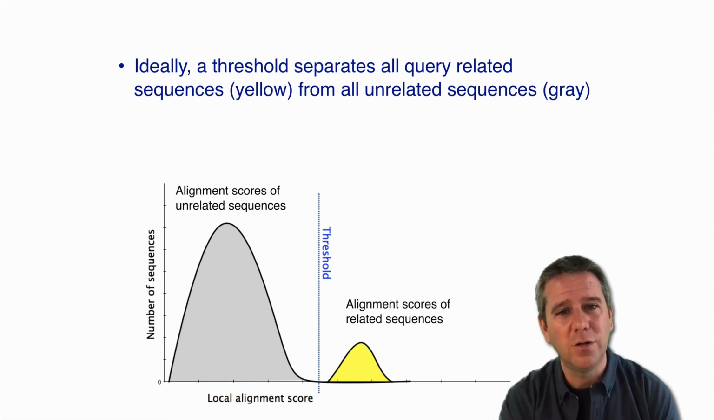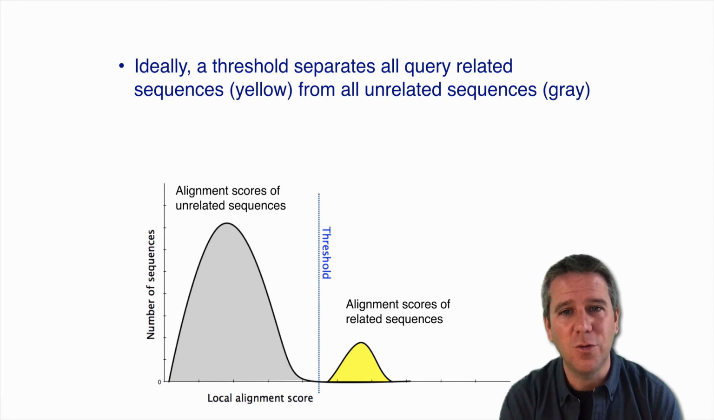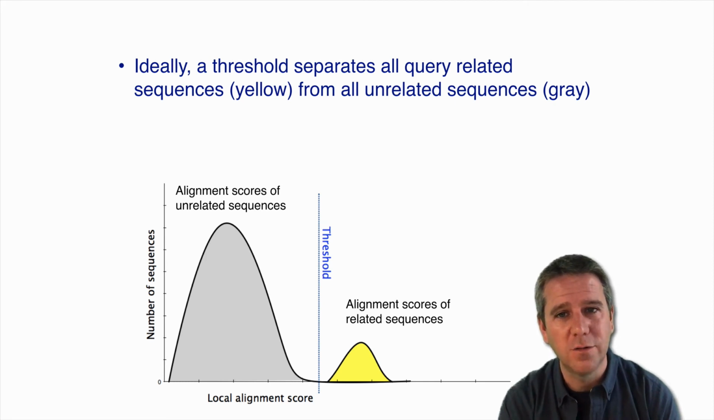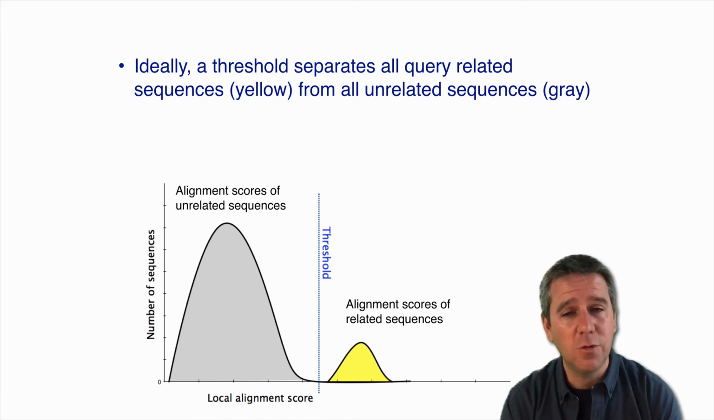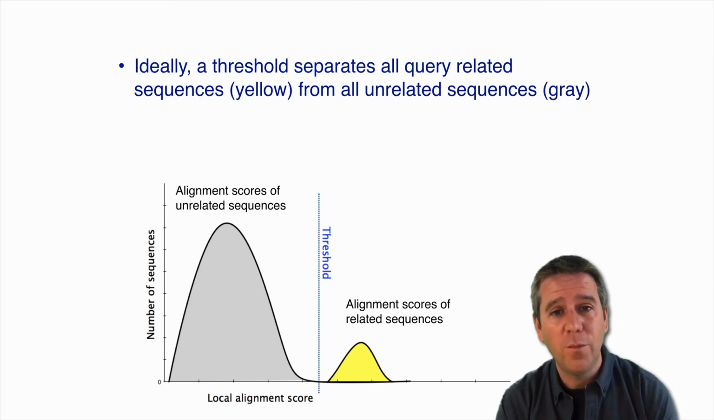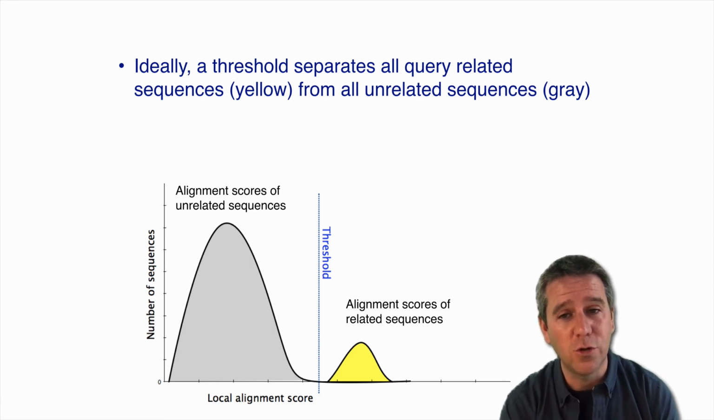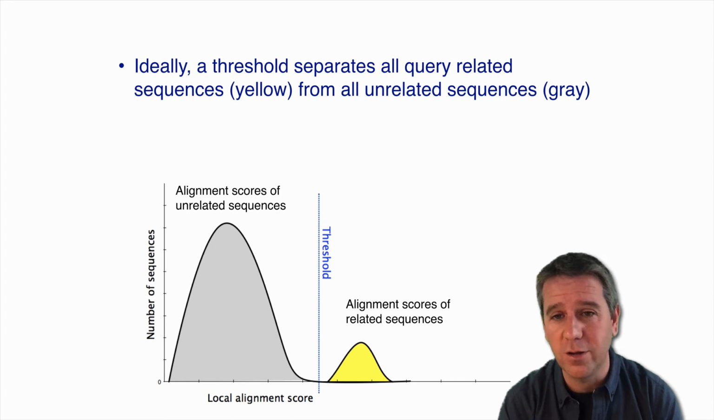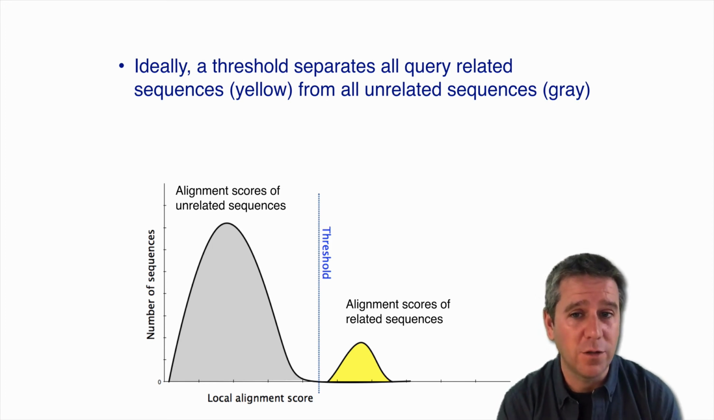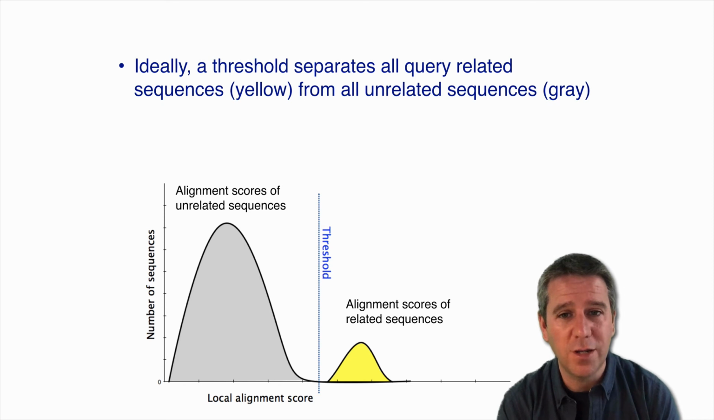So in an ideal world, we would have something like this. We'd be able to set a specific threshold score for an alignment, like this blue dashed line here, that would clearly separate all the related sequences. That would be the alignments returning the yellow score distribution here. These are things that are related, things that we're after, things that we want, true positives here, from unrelated sequences. This would be the alignments returning the score distribution in gray here. These would be all the gobbledygook, all the random stuff, the false positives in our case. And we'd be able to draw this line and clearly separate these two worlds from each other.